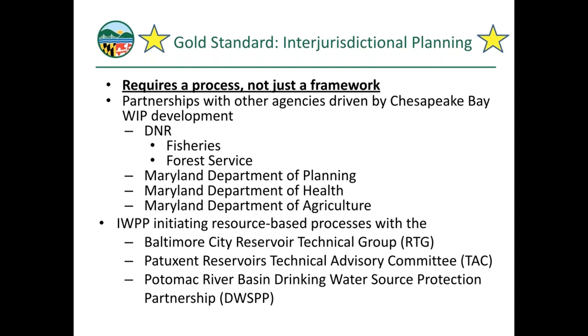Department of Health, Department of Agriculture, and then also within the state along the Interstate 95 corridor, we have three well-established water supply work groups whose primary goal is to ask research questions that need to be answered to protect public water. For example, the Potomac River Basin Drinking Water Source Protection Partnership is an interstate organization that is essentially trying to safeguard, through data synthesis and good science, the waters that are coming down the Potomac River Basin, and similarly for the Patuxent River and for the Baltimore City Reservoir System.